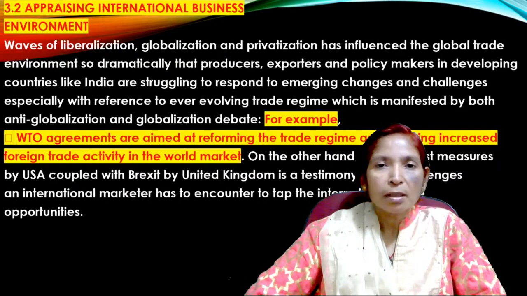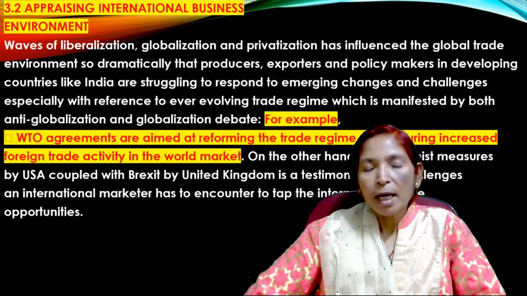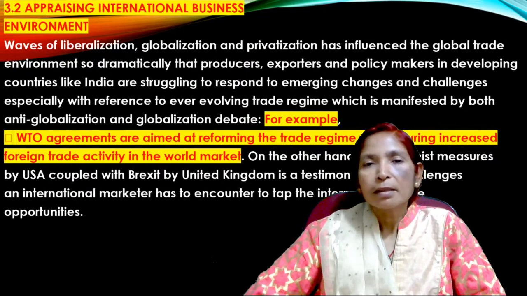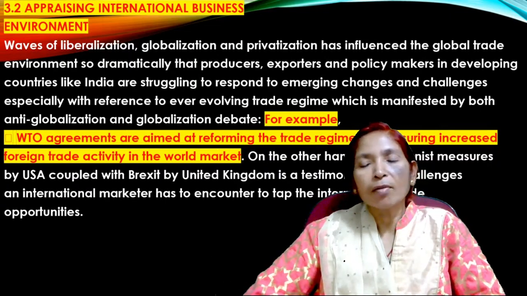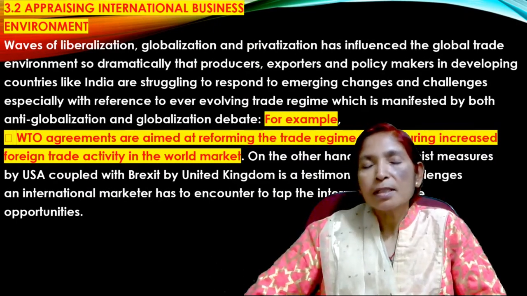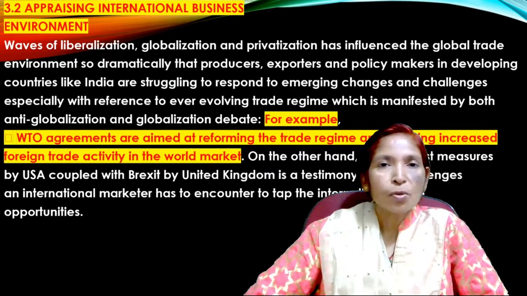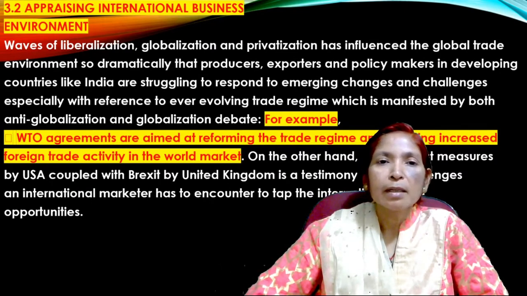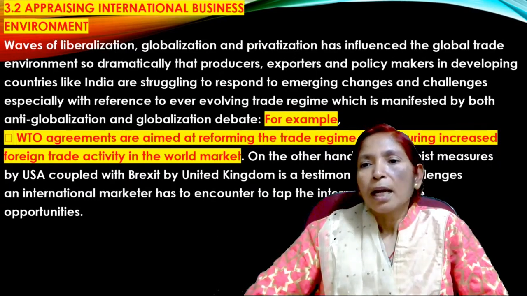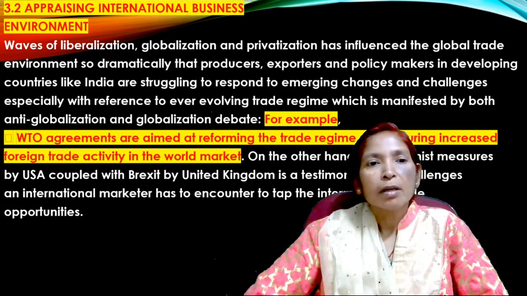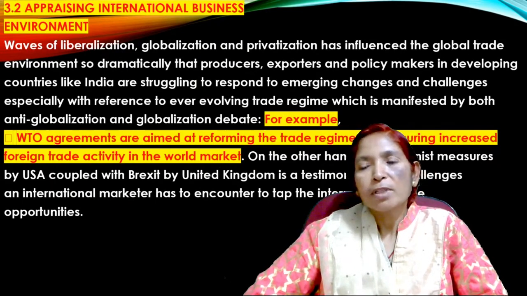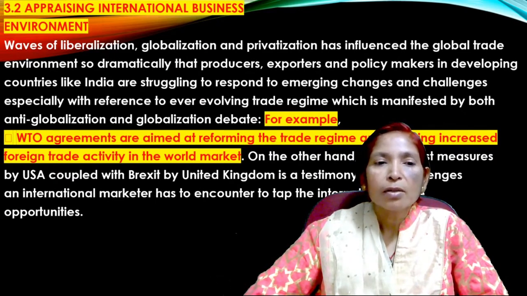And at present privatization is also increasing because government is giving more focus and emphasis to private sector enterprises, because these sectors are profit oriented and they can make more profit by producing more and fully utilizing all the available resources. When they produce more goods and services, they can earn maximum benefit. So LPG, liberalization, privatization, and globalization has influenced the global trade environment so dramatically that producers, exporters, and policy makers in developing countries like India are struggling to respond to emerging changes and challenges, especially with reference to ever evolving trade regimes, which is manifested by both the anti globalization and globalization debate.